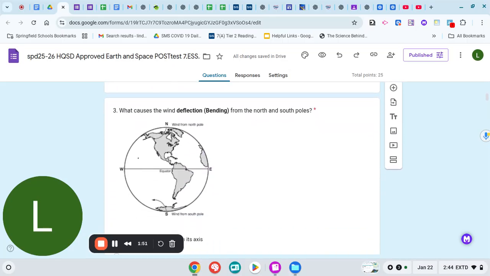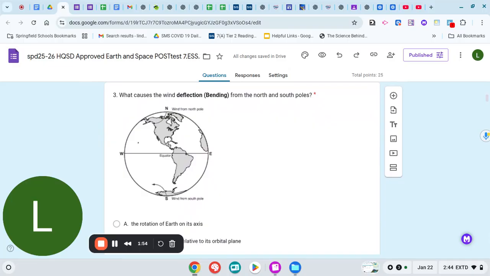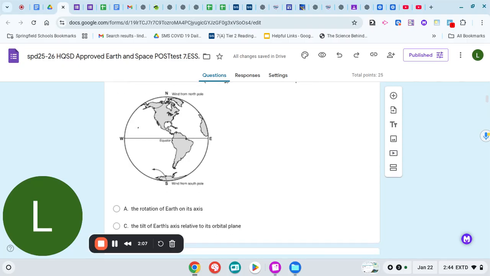Number 3, what causes the wind deflection? Notice in parentheses it says bending. So what causes the wind deflection or bending from the north and south poles? Is it A, the rotation of Earth on its axis, or C, the tilt of the Earth's axis relative to its orbital plane?